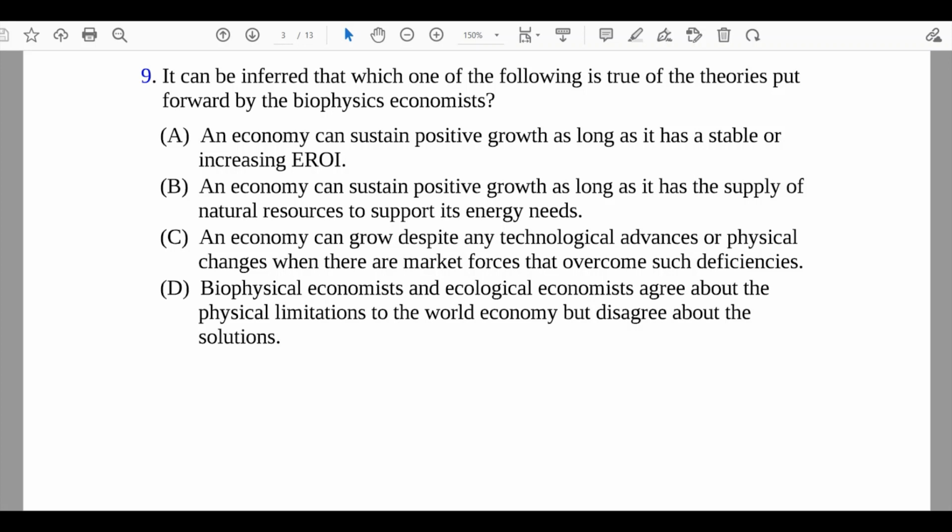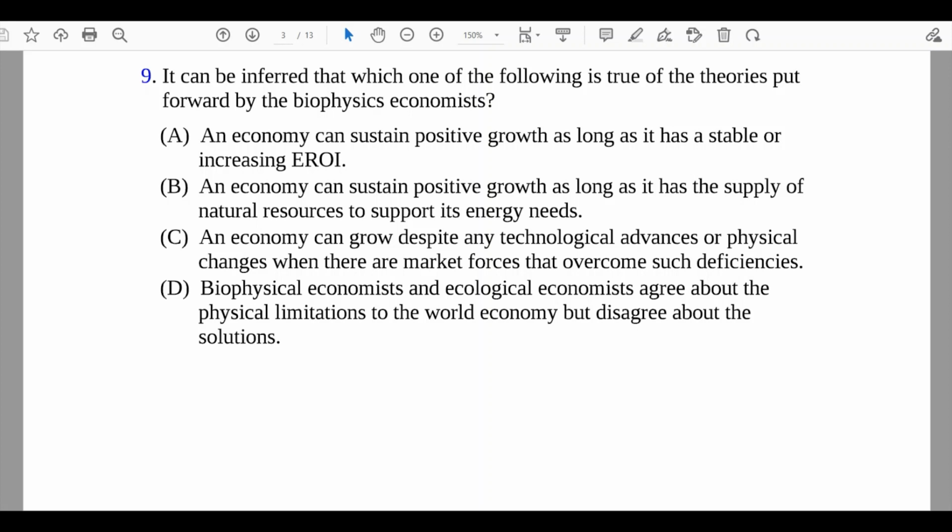Question 9. It can be inferred that which one of the following is true of the theories put forward by the biophysical economists. A option, an economy can sustain positive growth as long as it has a stable or increasing EROI. B option, an economy can sustain positive growth as long as it has the supply of natural resources to support its energy needs. C option.